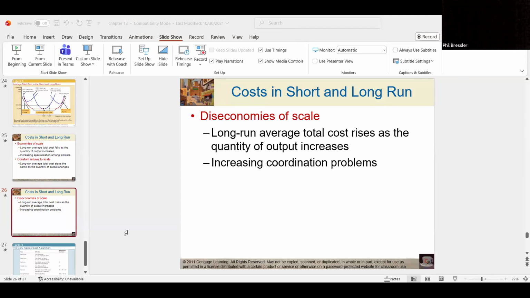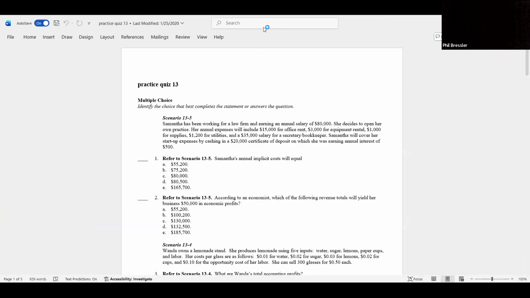Okay. Now, here's what I would say about the practice quiz. Let's look at scenario 13. Samantha has been working. Someone has a question. When MC and ATC meet, it's yes.